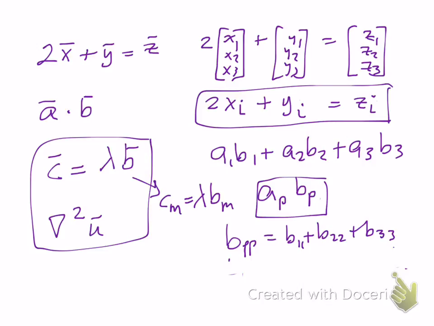In this case, do we sum over these? There's repeating indices, but it's on different sides of the equal sign, so no. This is a vector on both sides of the equal sign, and all we're doing is multiplying it by a scalar, so it's not changing anything except the length of that vector.